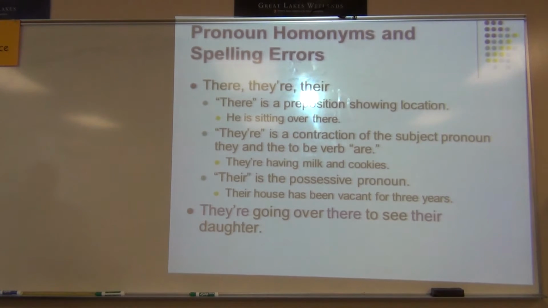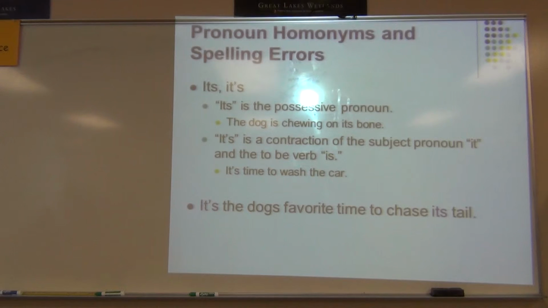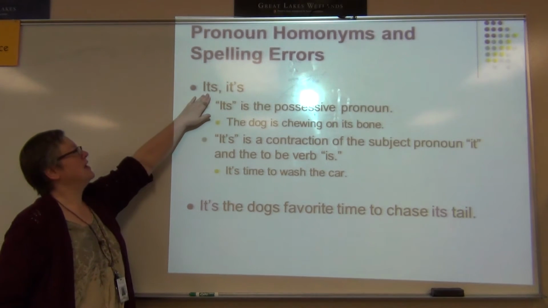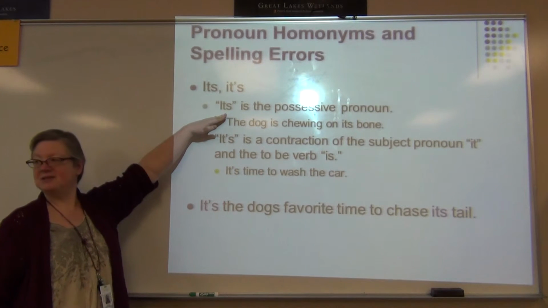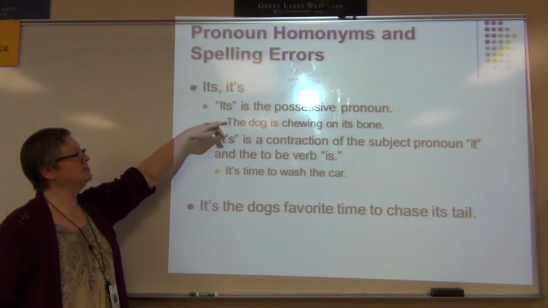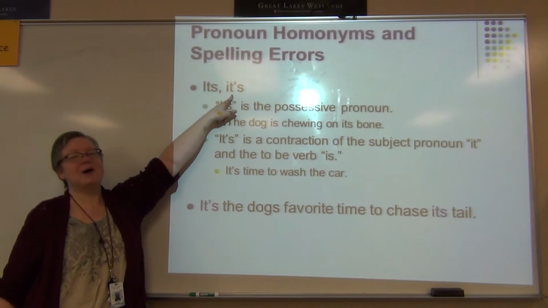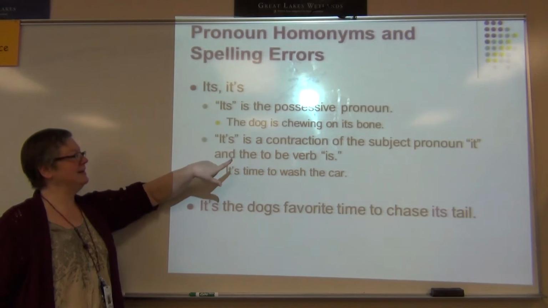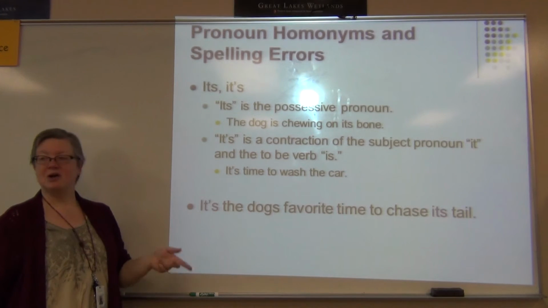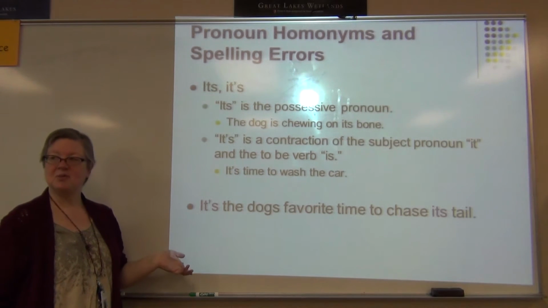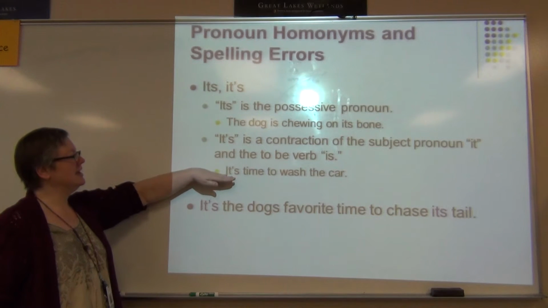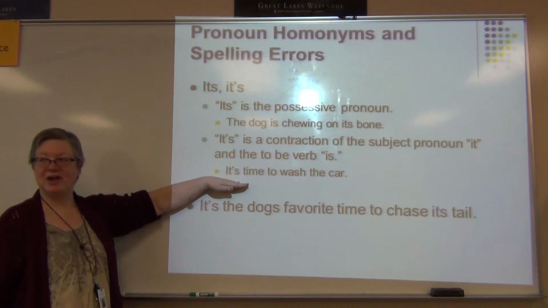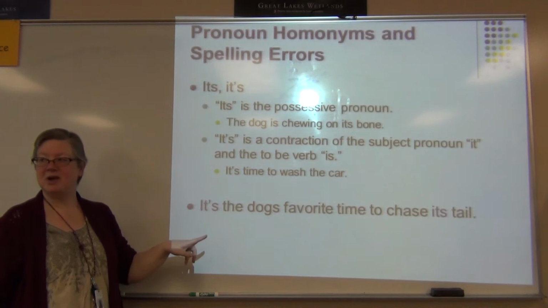Okay? All right. Next spelling problem: it's and its. This is probably the most wrong pronoun ever. Its without the apostrophe is a possessive, showing that it owns something. The dog is chewing on its bone. I-T apostrophe S is the contraction of it is. It's time to wash the car. It is time to wash the car. Remember that if you can say it is, you can use the apostrophe. If you can't say it is, do not use the apostrophe.